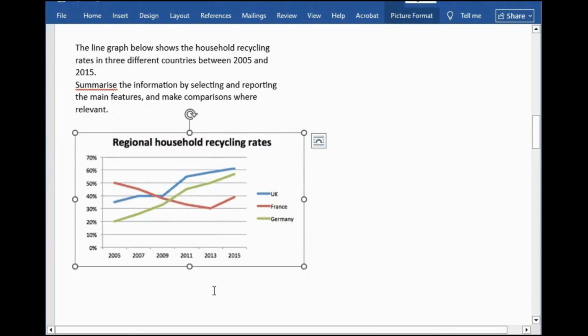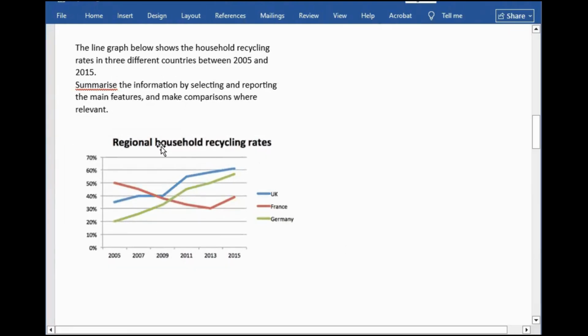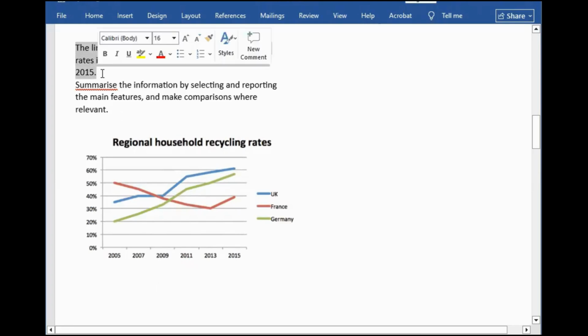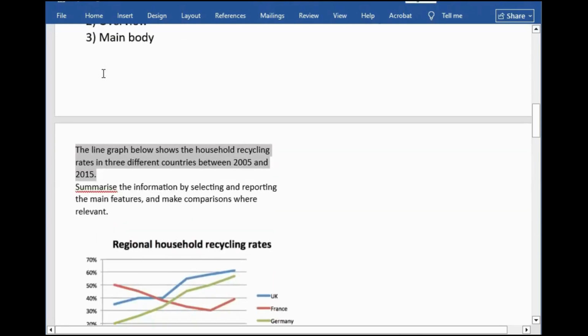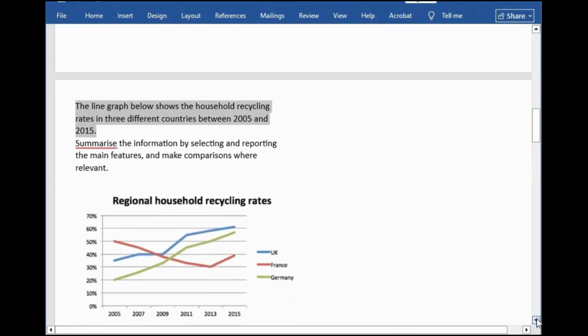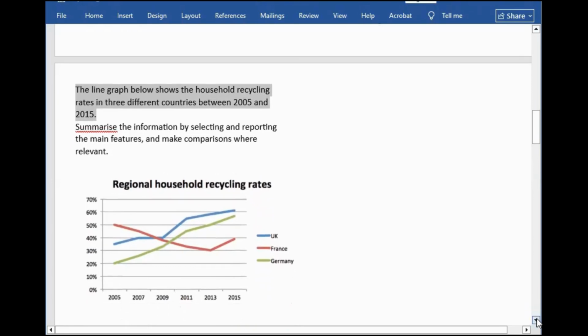Now, this is a what? This is a line graph report. Here we have something about regional household recycling rates. So look at the question prompt here. This part that I'm putting in color here is called the question prompt. Okay? This is the question prompt. The line graph below shows the household recycling rates in three different countries between 2005 and 2015.